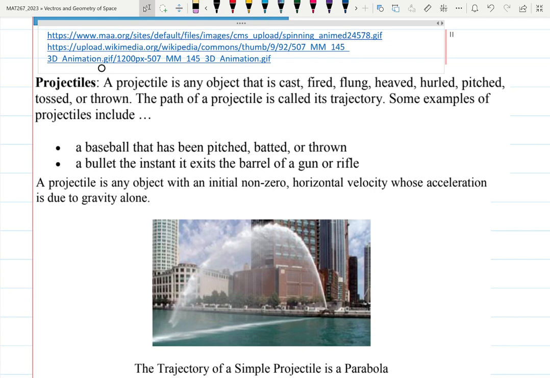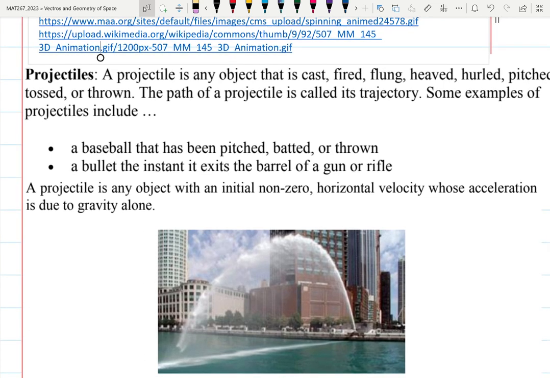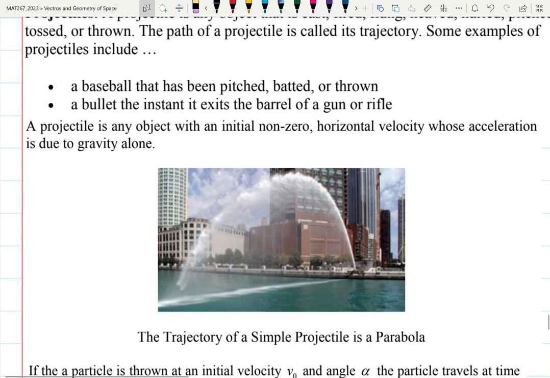A projectile is any object that is cast, fired, flung, heaved, hurled, pitched, tossed, or thrown. Okay, that was a lot of English words. The path of a projectile is called its trajectory. Some examples are a basketball that has been pitched, batted, or thrown. Okay, a bullet, the instant it exits the barrel of a gun or a rifle.